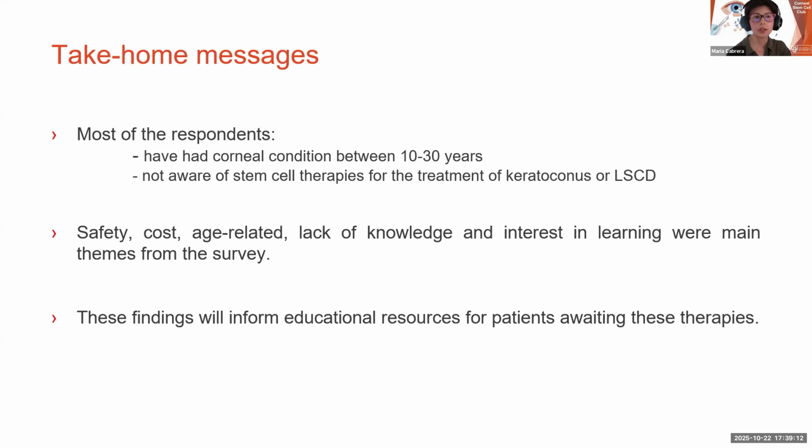Finally, I would like to give you 3 take-home messages. First, that most of the respondents have had the corneal condition between 10 to 30 years. They were not aware of stem cell therapies for the treatment of keratoconus or limbal stem cell deficiency. And the main themes from this survey were the safety, cost, age-related lack of knowledge, and interest in learning more about these therapies. And these findings will inform educational resources for patients awaiting these therapies.